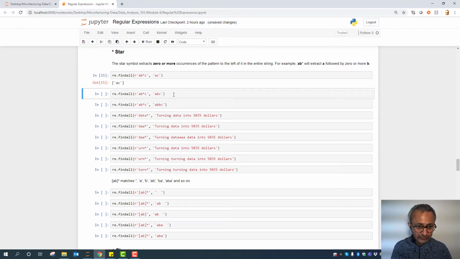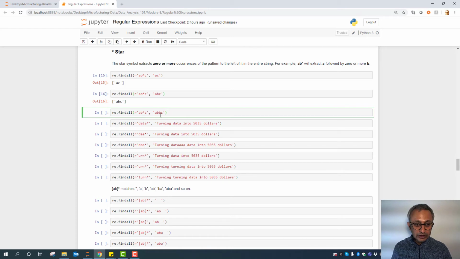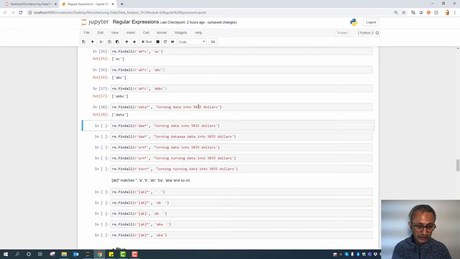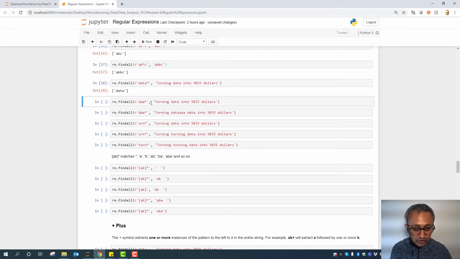So it's able to extract that. What about here? It's able to find one B before the position of the star. It's going to extract ABC. Now it is able to find two B's. So one B and one B and two B's. So it's able to extract ABBC. In this data there is one occurrence of A, but there is no more, so it's going to extract the entire data. Okay, DAA, what do you think it will extract?